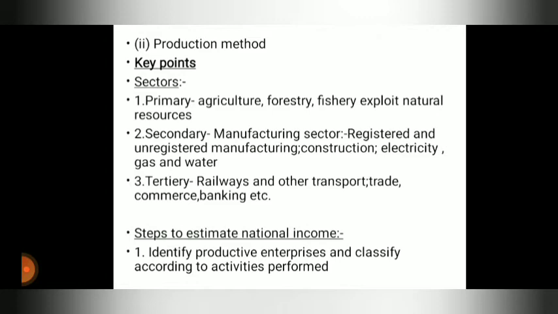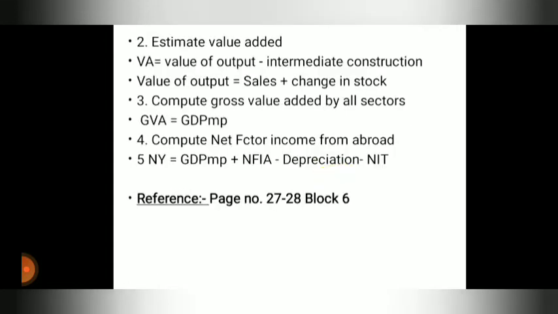First of all, we'll have to identify productive enterprises and classify them according to the activities performed into the various sectors: primary, secondary or tertiary. Second, estimate value added. What is value added? Value added is equal to value of output minus intermediate consumption or raw input consumption by the sector. Value of output in turn is given by sales plus change in stock. Change in stock is closing stock minus opening stock.